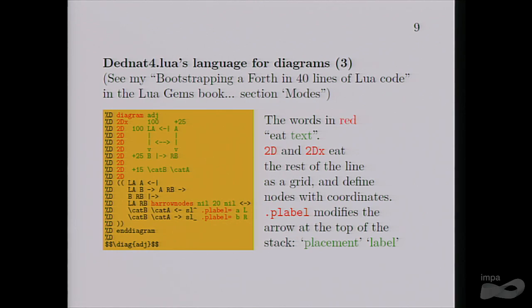By the way, this is a descendant of an article that I wrote in a book called Lua Gems, called Bootstrapping a Forth in 40 Lines of Lua Code. And this article already had the idea of implementing words that eat the next word or that eat the rest of the line. So I highlighted some words here in red, and the words in red, they eat text. The words 2d and 2dx, they eat all the rest of the line and process that as a grid. And they use this to define some nodes with coordinates.